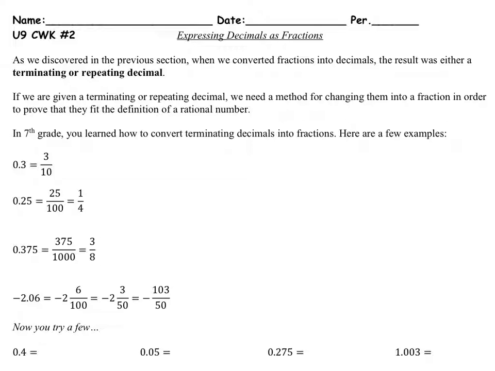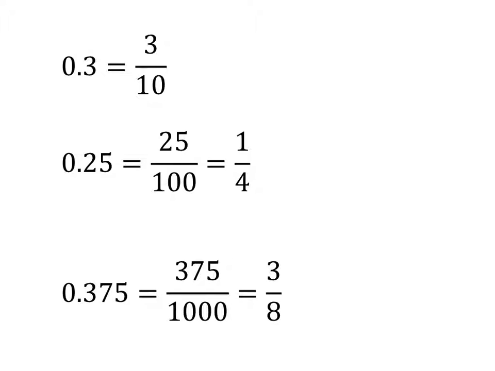As we discovered in the previous section, when we converted fractions into decimals, the result was either a terminating or repeating decimal. That's because they were rational. If we are given a terminating or repeating decimal, we need a method for changing them into a fraction in order to prove that they fit the definition of a rational number. In 7th grade, you learned how to convert terminating decimals into fractions. Here are some examples. Those three specifically, we did last time as the bell work, where you changed these decimals into fractions.